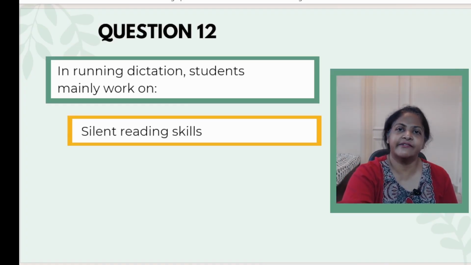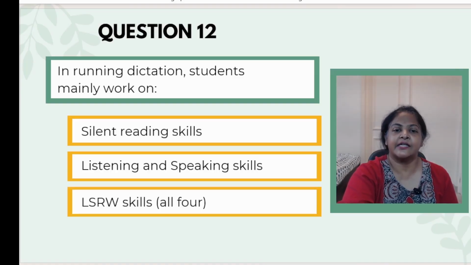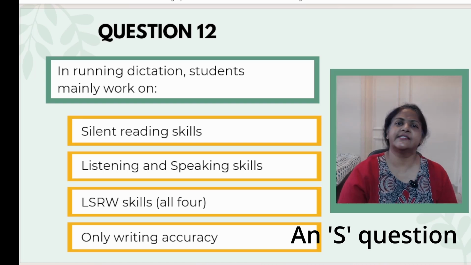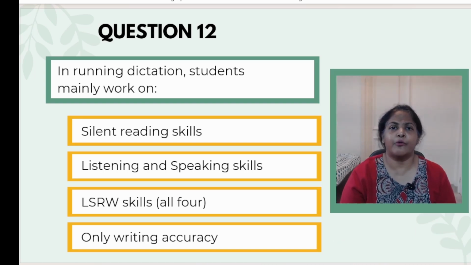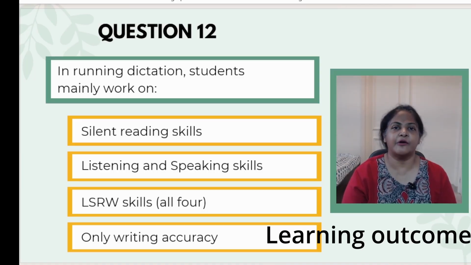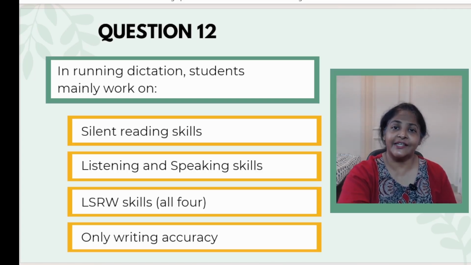Options are silent reading skills, listening and speaking skills, LSRW, that is all the 4 listening, speaking, reading, writing skills, and only writing accuracy. So directly you can see this is an S question. They've been asking what skills are the students working on. And since the skills are being mentioned, this is framework 5. That is, what outcomes are we looking at? So let's eliminate the most narrow options.